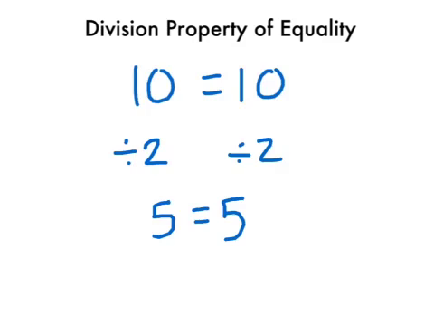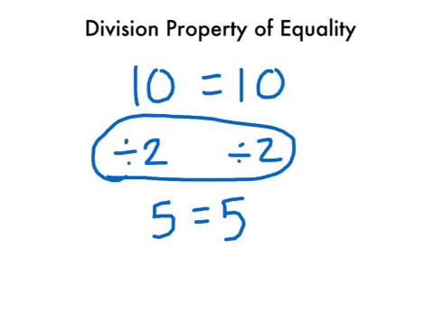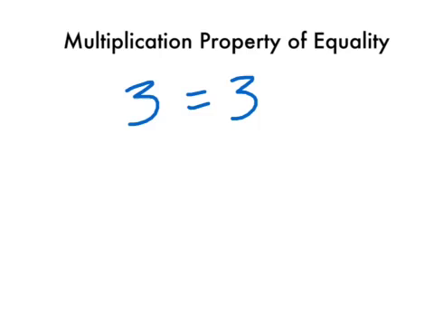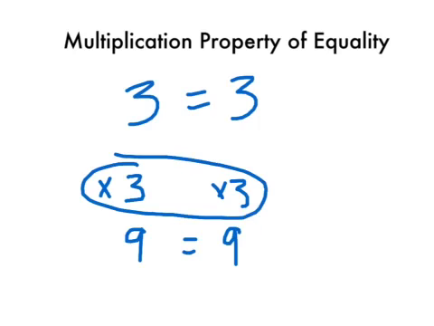Now, the same is true as long as you're dividing by the same number, you will have the same answer. Multiplication property of equality. If you multiply both sides of the equal sign by the same number, then you're going to have a true statement as well. The example would be 3 times 3 equals 9, and 3 times 3 equals 9. As long as you're multiplying by the same number, you will get the same answer. Okay, now let's look at some problems.